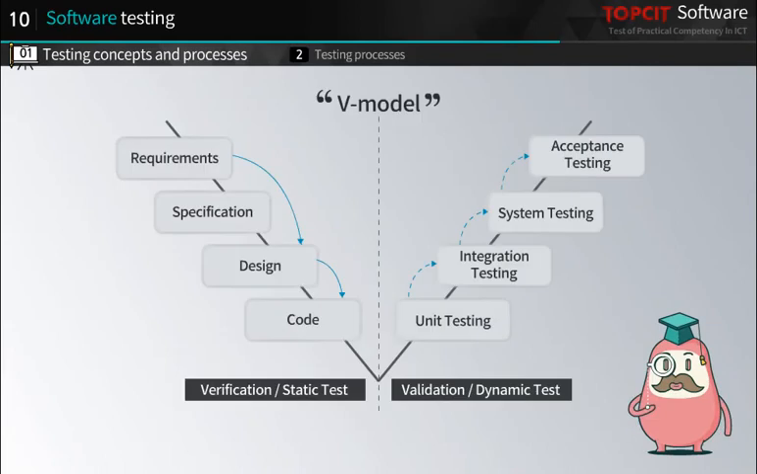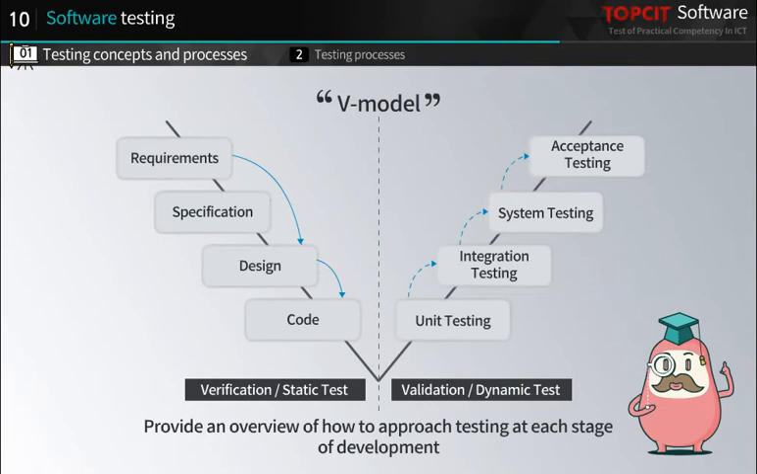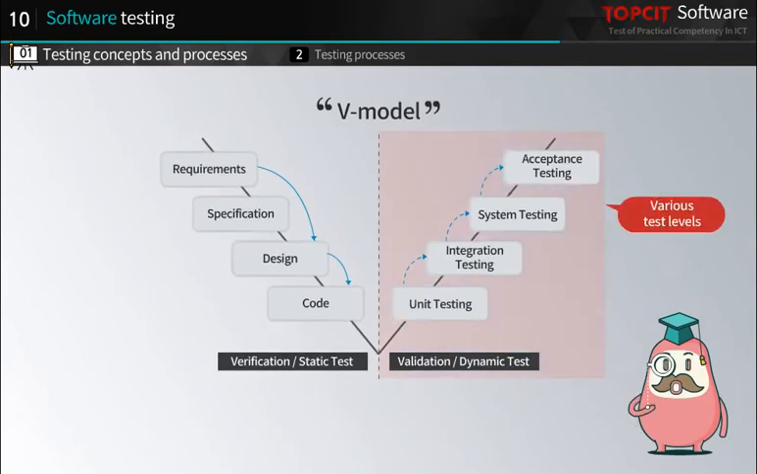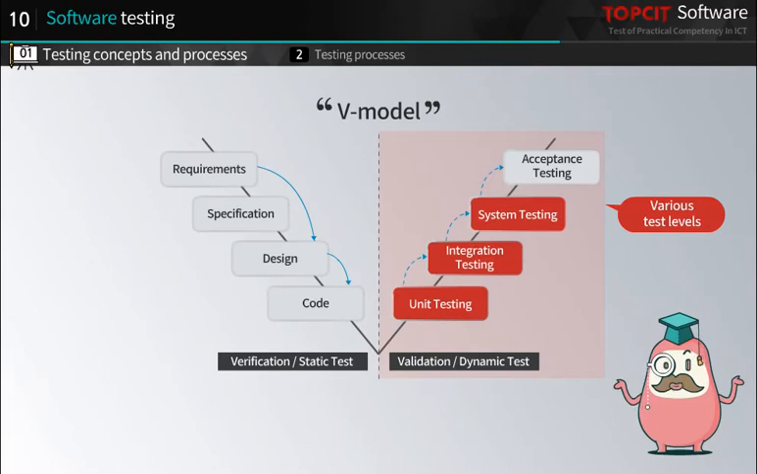Now let's discuss the testing process. As shown in the figure, the role of the V model in testing is to provide an overview of how to approach the testing at each stage of development. Let's take a look at the basic concepts of testing through V models. Test levels mean components, that is unit testing, integration testing, system testing, and acceptance testing.